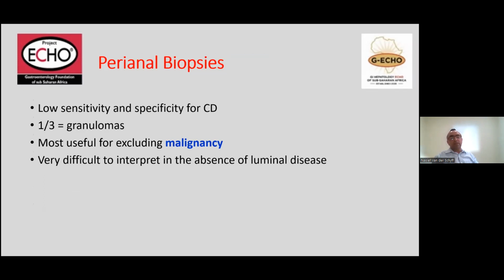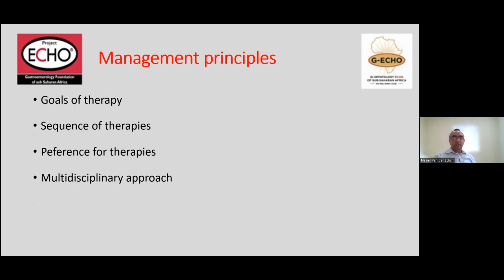Do we do biopsies? Well, the issue with peri-anal biopsies is that they have a low sensitivity and specificity for Crohn's disease. Roughly one-third of biopsies show the presence of granulomas. The major role of biopsies is to exclude a malignancy.